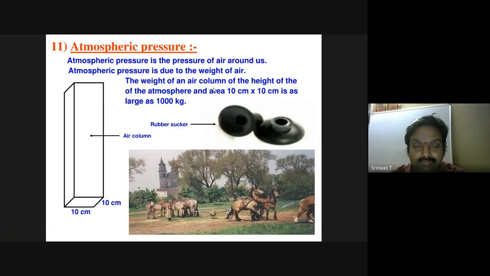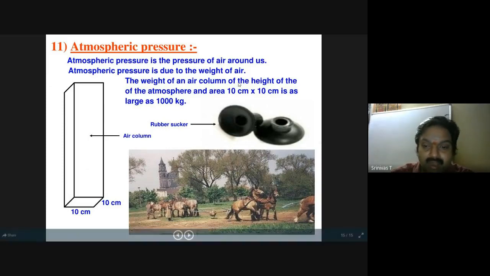The pressure exerted on a cuboid with 10 centimeter by 10 centimeter area is that of the air column. You can take either a cuboid or a rectangle, the two-dimensional case. Simply, the weight of an air column of the height of the atmosphere and area 10 centimeter by 10 centimeter is as large as 1000 kg. It is very high because the area is small, so obviously the pressure will be more. Some examples include the rubber sucker and this air column.